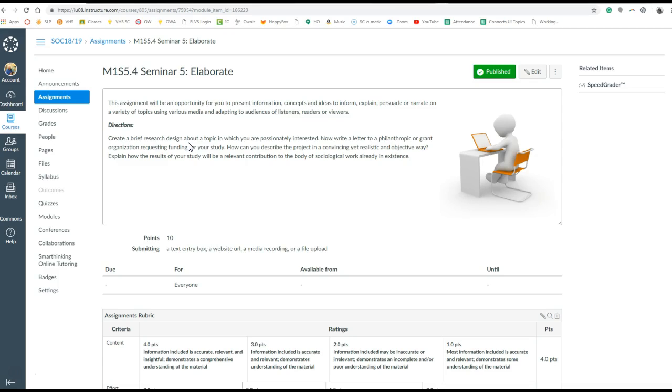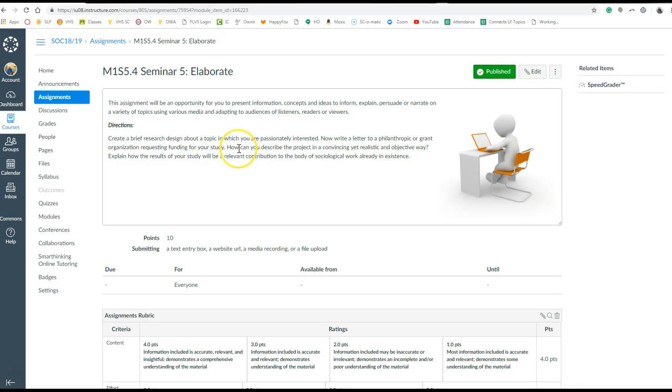It could be about teenage drug use. It could be about smoking. It could be about pregnancy. It could be about any kind of thing that you are passionate about. Now, again, it needs to be sociological, so it wouldn't necessarily be research on a certain microorganism, but it would be about how it's important.